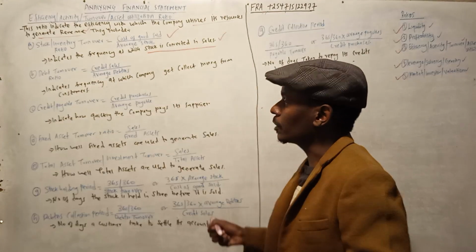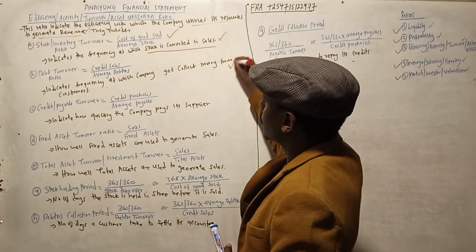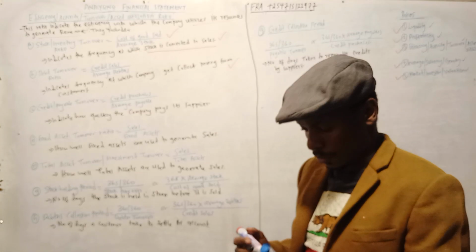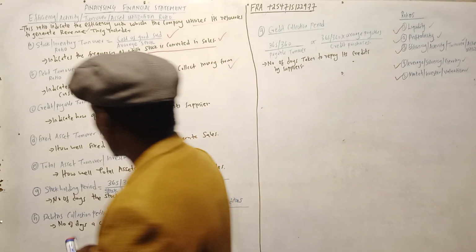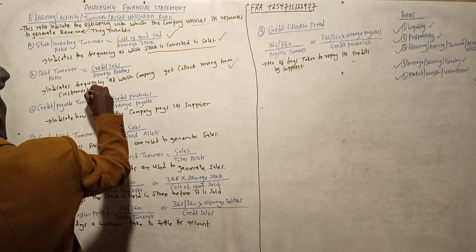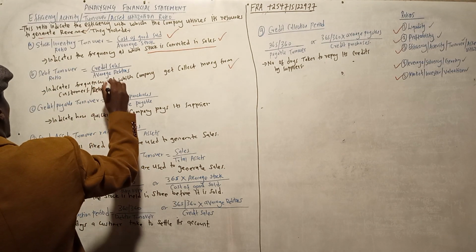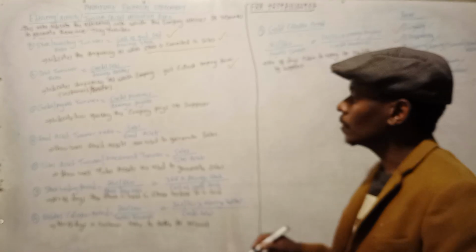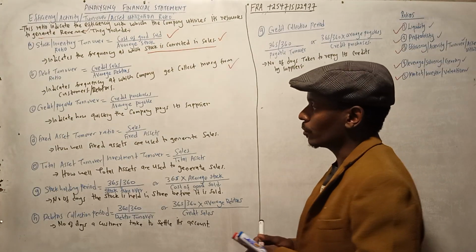Number two, we have the debtors turnover ratio. How long does the company take to collect its money from the customers or the debtors? How frequently does the company collect its money from the customers or the debtors?